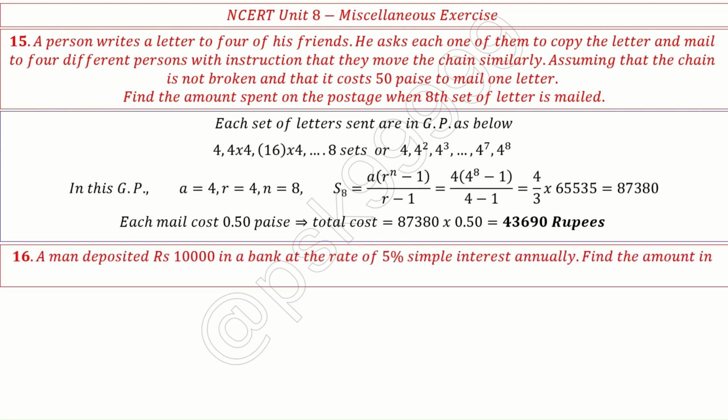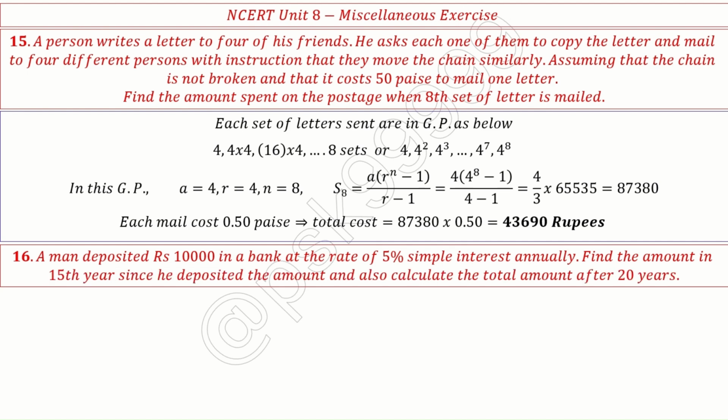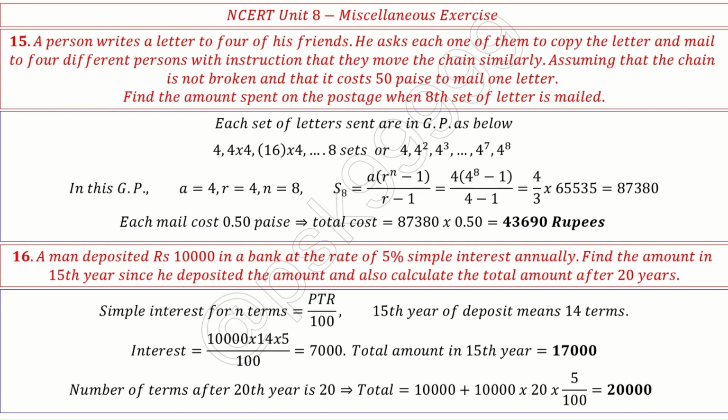A man deposited 10,000 in a bank at the rate of 5% simple interest annually. Find the amount in the 15th year since he deposited the amount, and also calculate the total amount after 20 years. Carefully read the words. Simple interest for n terms is PTR by 100 or PNR by 100. The 15th year of deposit means 14 terms are there. Correct? In the 15th year there are only 14 terms, not 15. Amount in the 15th year you want to know, means the 15th year is not yet completed. 14 years are completed.